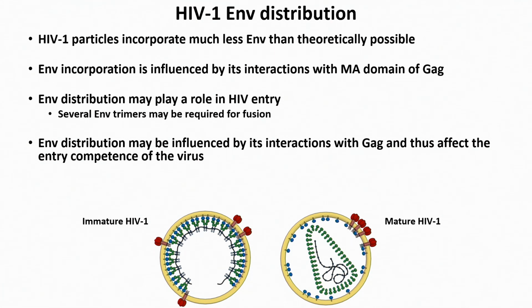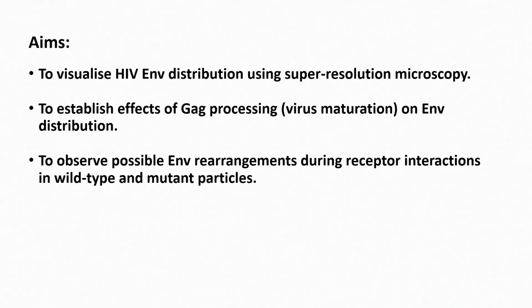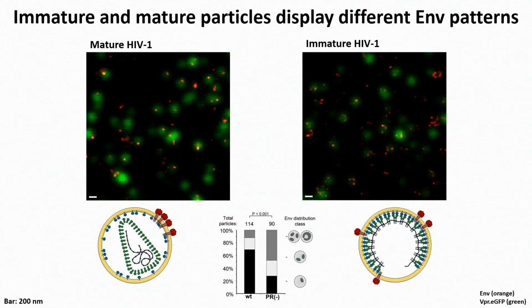But up until then, it was not possible to study the ENF distribution directly on the virus. So the aims were to do precisely that: look at how we can visualize ENF via super resolution microscopy, establish whether GAG processing has any effect on it, and observe any rearrangements that ENF might undergo when it interacts with the cell.